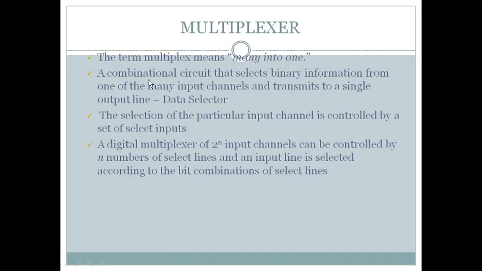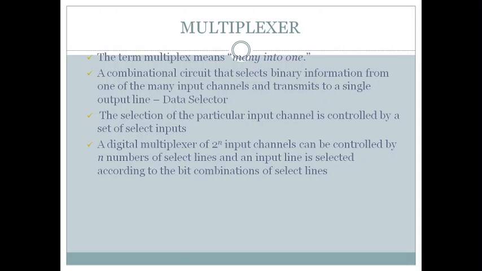You can also see here that it is a combinational circuit that selects binary information from one of the many input channels and transmits it to a single output line. So this is the basic function, or the basic definition, of the multiplexer. And since it is selecting one of the channels to transmit the binary information, it is called a data selector. Or I can say that it is selecting the data on a particular channel.